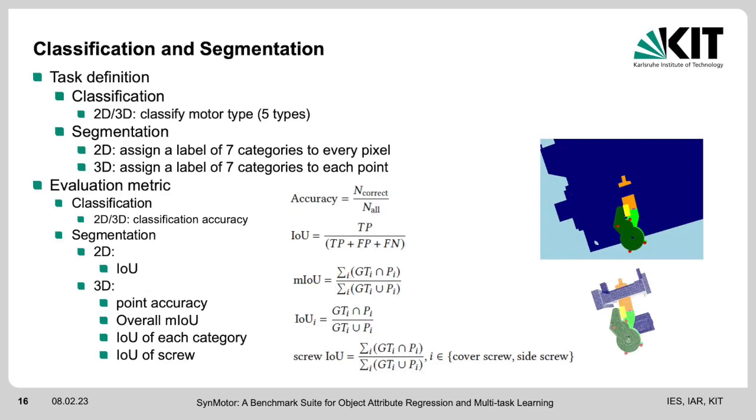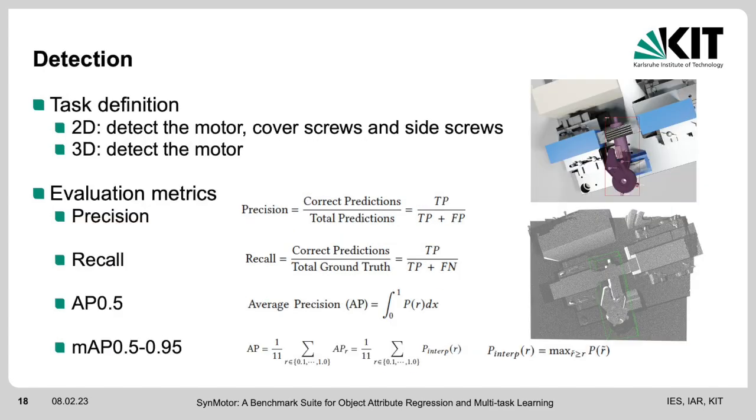Classification and segmentation are common computer vision tasks. All those tasks can be performed on 2D and 3D level. Classification is to classify motor type and segmentation is to assign a label to each pixel or point. We use classification accuracy as the evaluation metric for the classification task, and overall IOU and screw mean IOU as segmentation metrics. For the detection tasks, the ground truth bounding boxes are provided.